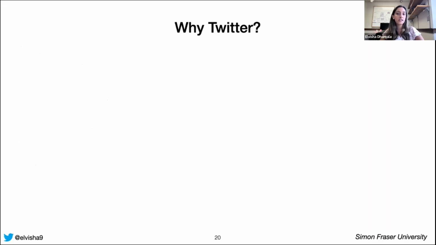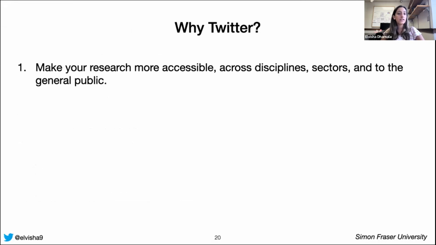So we've talked a little bit about SciComm and a little bit about Twitter and gone through tips on how to use Twitter effectively, but I still haven't really told you why you should actually use Twitter for your science communication. So this is a list that was put together by Simon Fraser University on specifically why Twitter is a great place for academics. So it makes your research more accessible across disciplines, sectors, and to the general public.